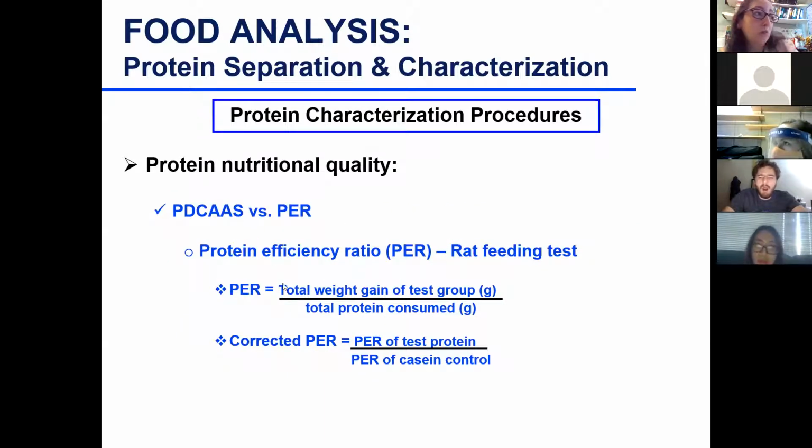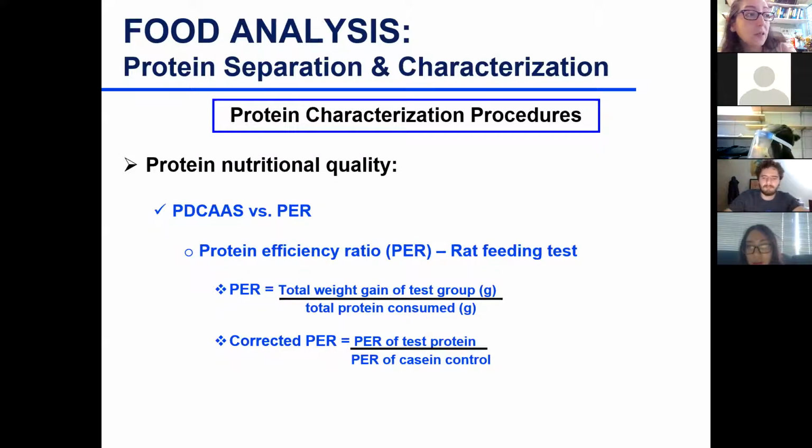PER is protein efficiency ratio, and this is actually used here in the US only for infant food, not for children and adults. However, in Canada, they use PER, they do not use PDCAAS yet. So why is PER only used for infant food? Because it's really based on the weight gain of baby rats or small rats.